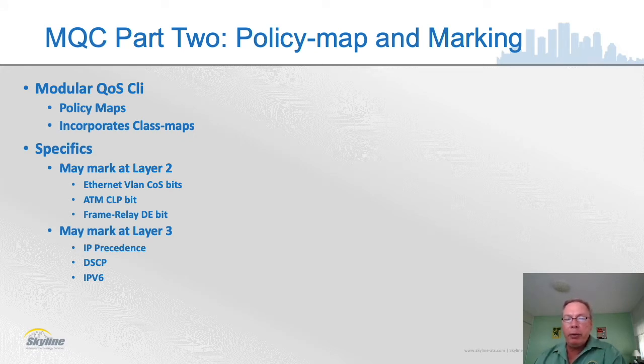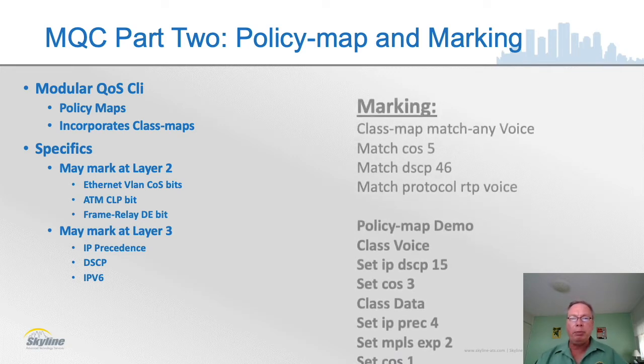And at layer 3, we have the availability of marking IP precedence, which is the way that was done originally back in the day, and it's only 3 bits out of the ToS byte in an IP header, or DSCP, the newer standard, which came around the year 2000, which recognized 6 bits. Or IPv6 also has a type of service field which can recognize diffserv code point as well.